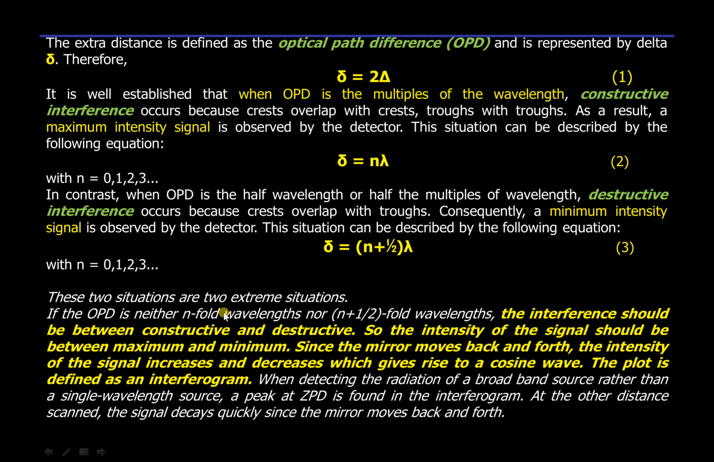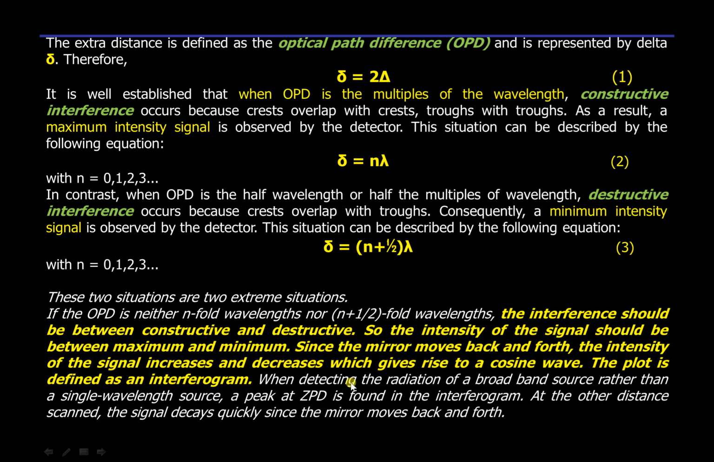If the OPD is neither n-fold wavelength nor (n plus 1/2)-fold wavelengths, the interference should be in between constructive and destructive, so the intensity of the signal should be between maximum and minimum. Since the mirror moves back and forth, the intensity of the signal increases and decreases, which gives rise to a cosine wave. The plot is defined as an interferogram. It is a wave function in the time domain.